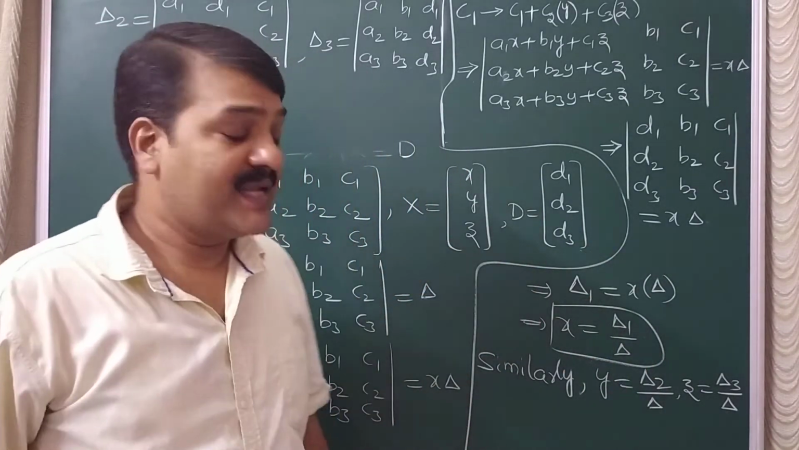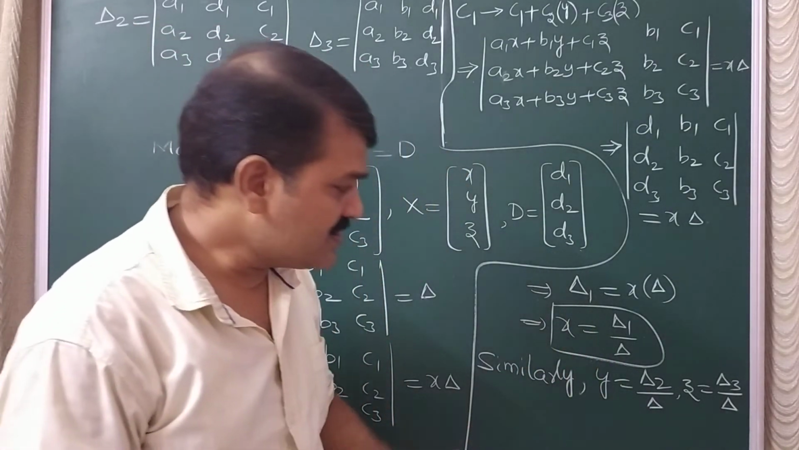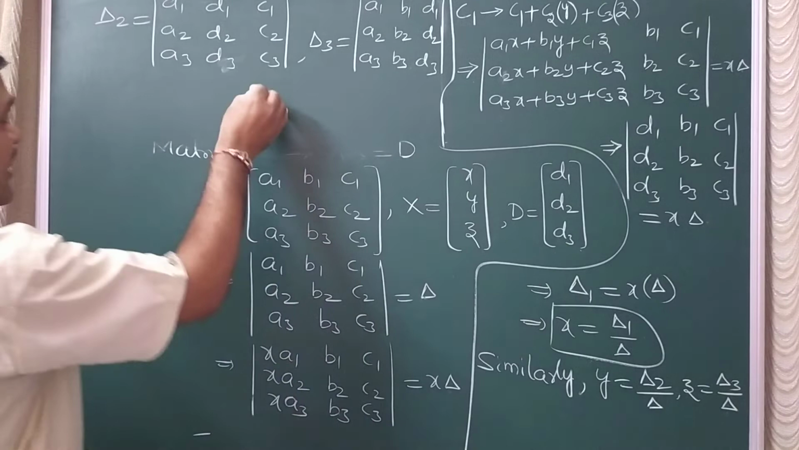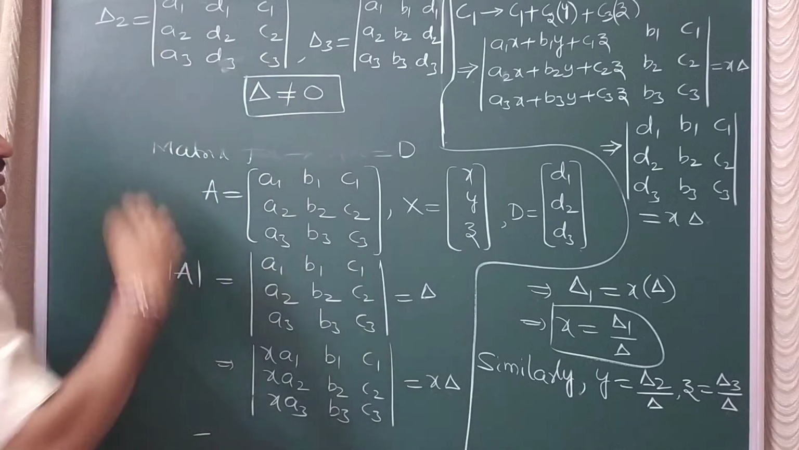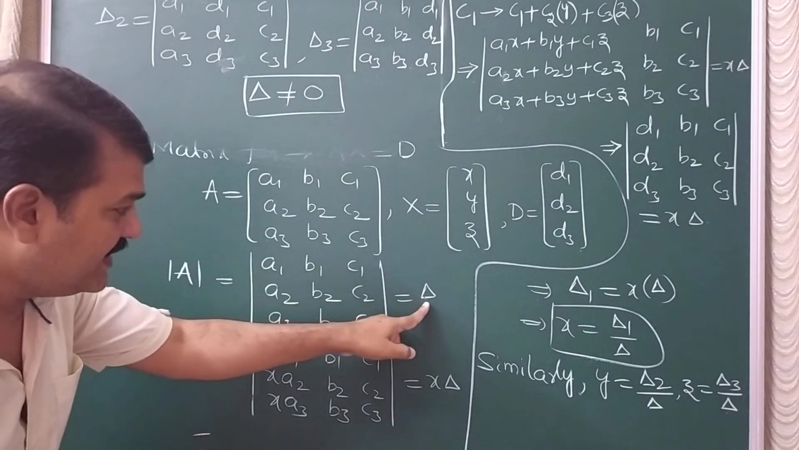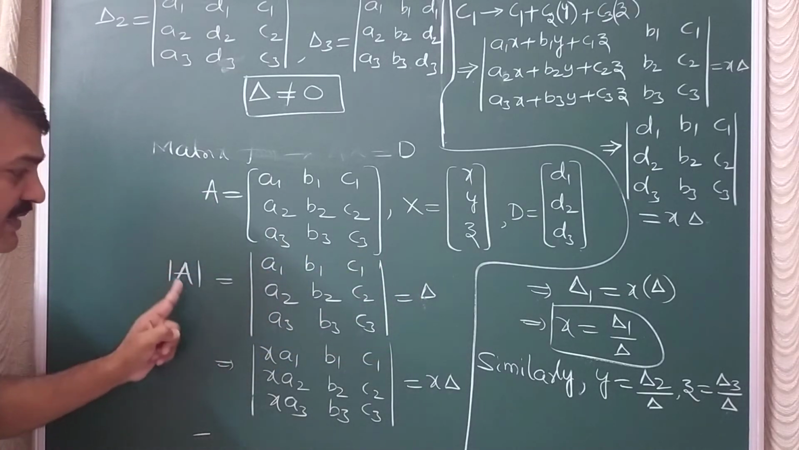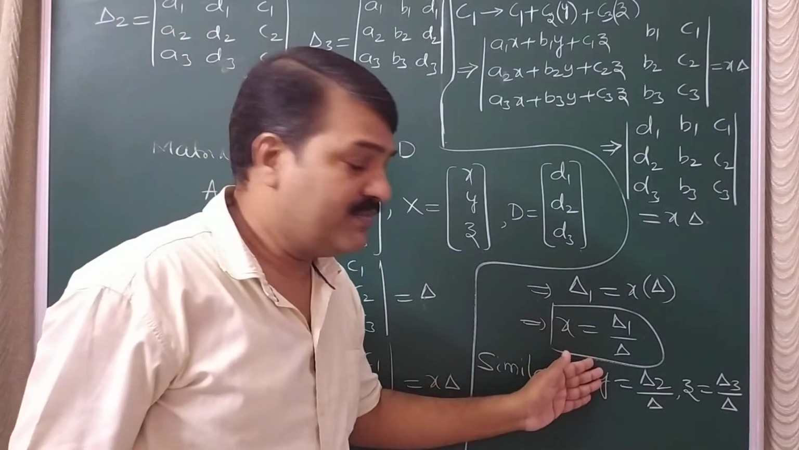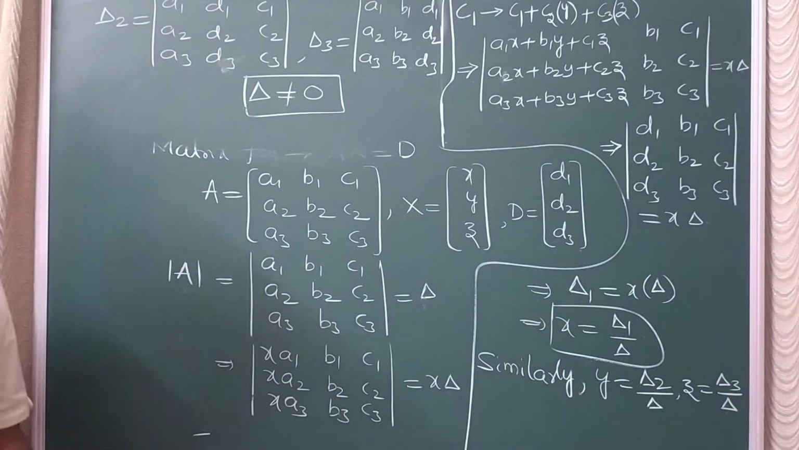And clearly Cramer's rule is applicable only when delta is not equal to 0, because if delta is 0, this denominator is going to be 0. So delta should not be 0. What is delta? Delta is actually det A. So delta is the determinant of the coefficient matrix, that must be non-zero for Cramer's rule to be applicable, to get this unique solution. This is the condition. So this is the process of applying Cramer's rule.